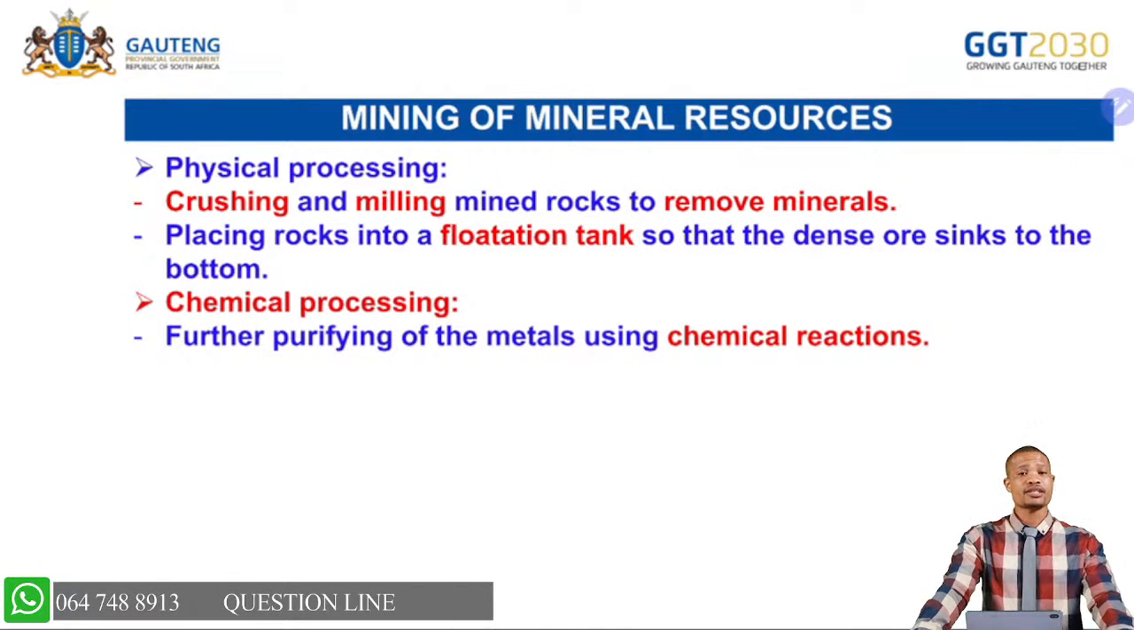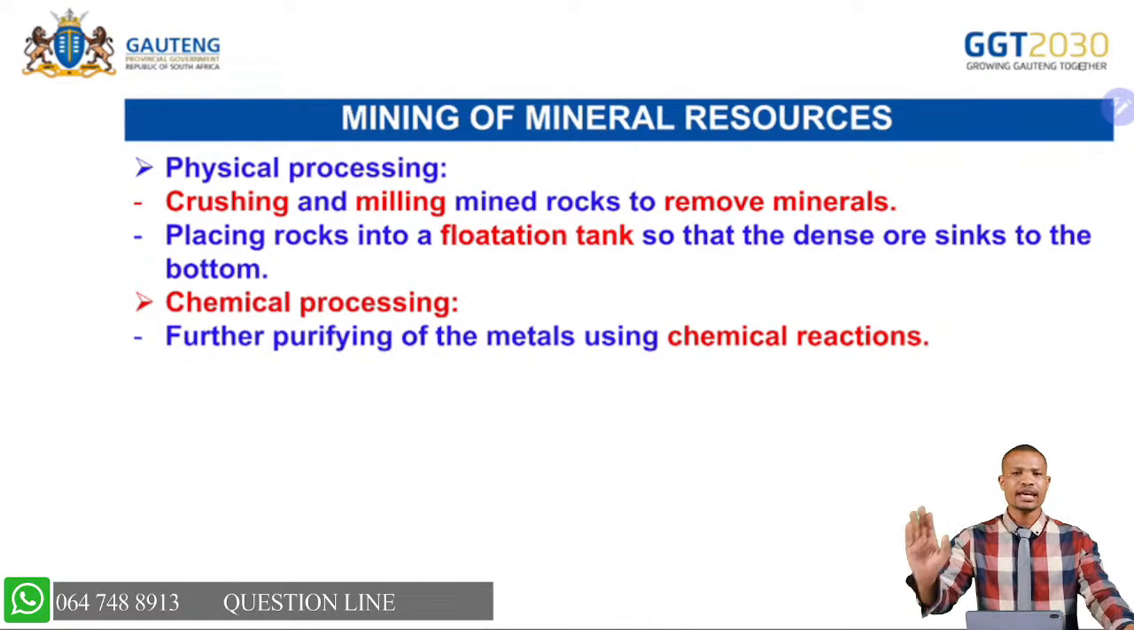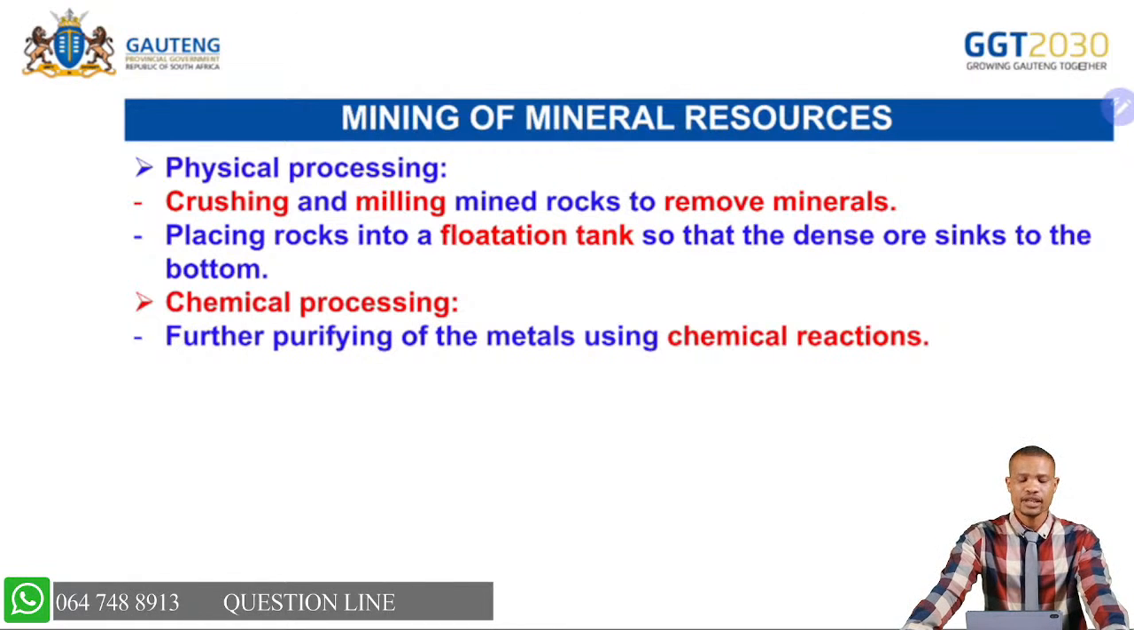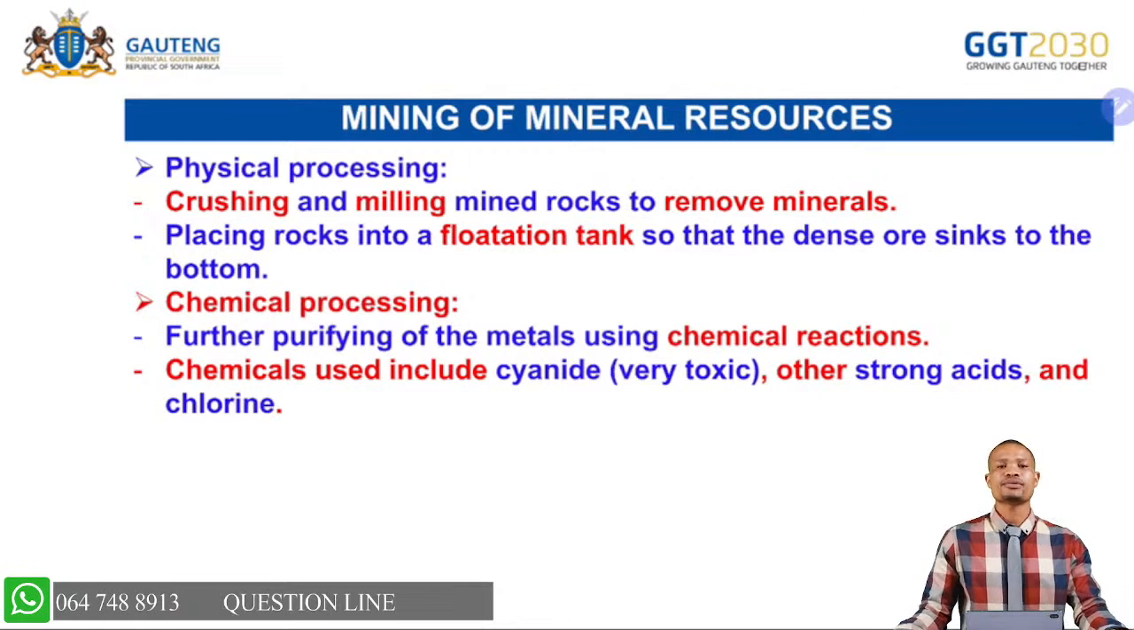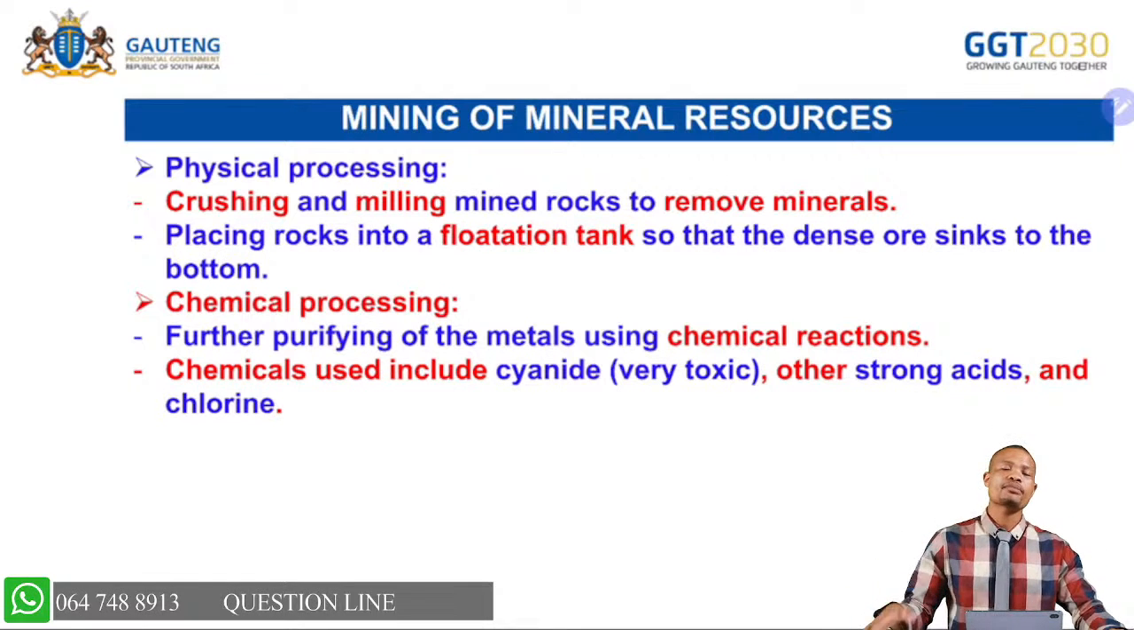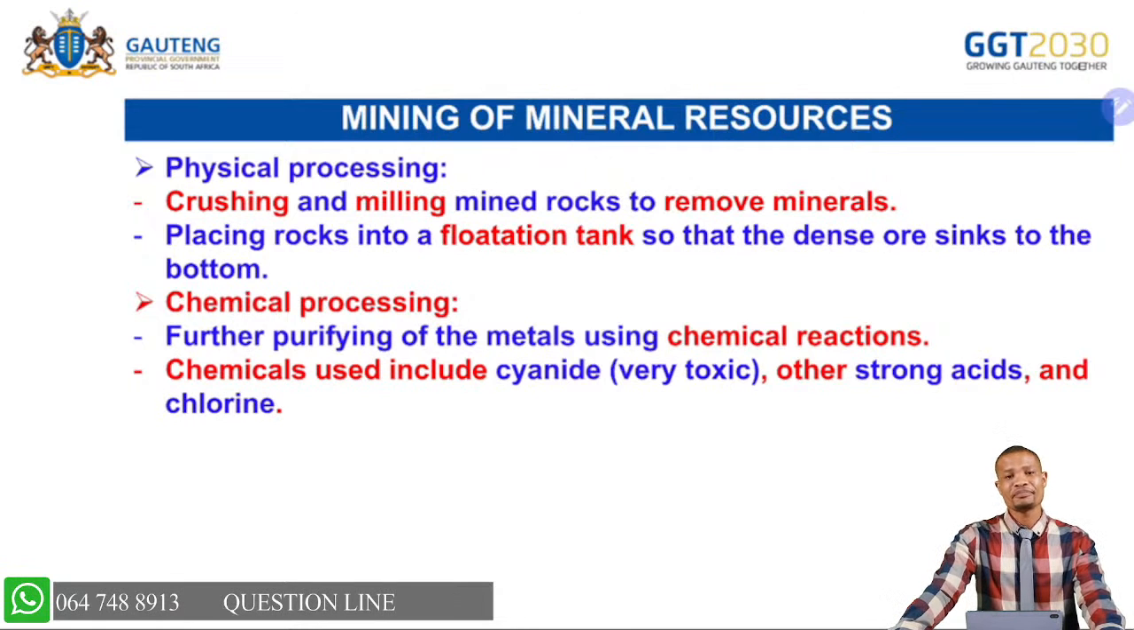We use chemical reactions to extract these minerals, because some minerals are just that stubborn. They don't want to be removed either through flotation or through milling and crushing. So we need to take a step further to purify them and use chemicals so that they can dissociate from the main ore. Chemicals used include cyanide, which is very, very toxic. Others will be your strong acids, which are also toxic and very corrosive. Remember, we did that in term 2. And chlorine. So these are chemicals that are commonly used in chemical processing to remove minerals from an ore.